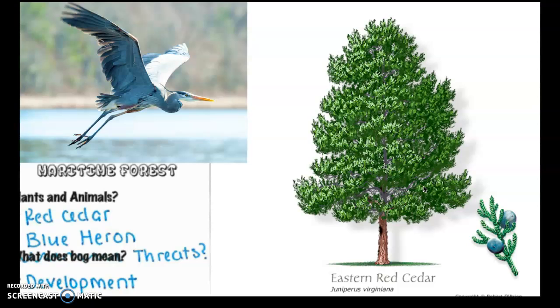Maritime forests. Organisms that we would find here are like our eastern red cedar, that tree right there, as well as our blue heron. The threats to this, again, are development as the coast becomes a more and more popular destination for living in cities. Where are the people going to go? They have to tear down the ecosystems to build a city. So often that is our threat to the maritime forests.